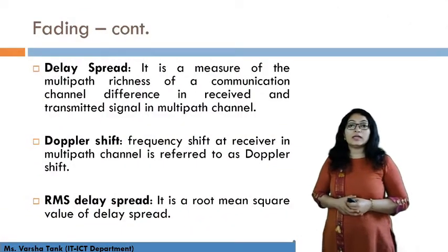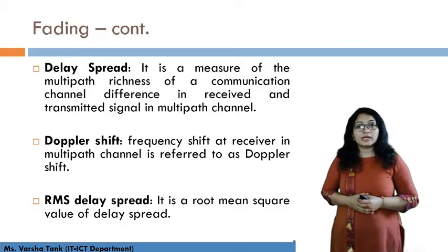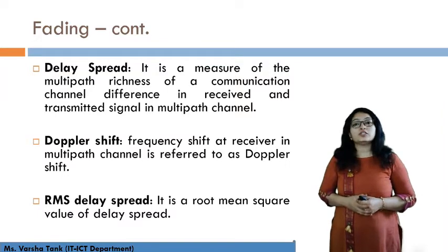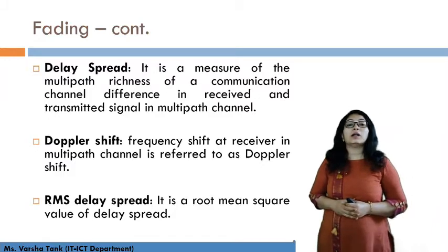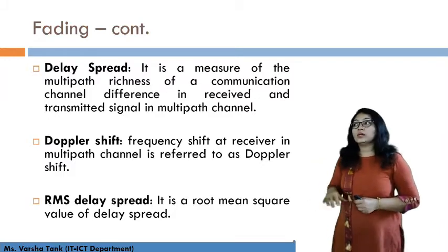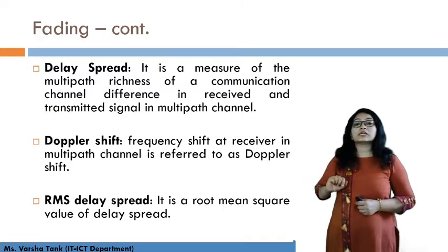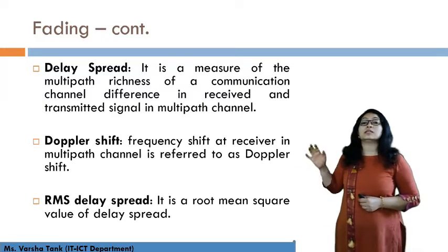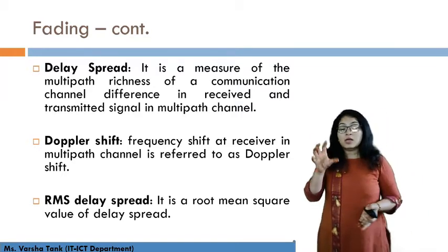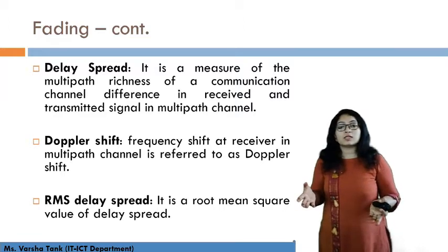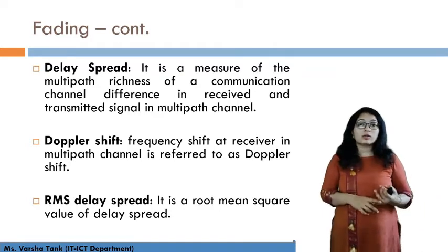The next term is delay spread. It is a measure of the multipath richness of the communication channel, the difference between the received and the transmitted signal in a multipath channel. The signal that is transmitted is not received by the receiver with the same intensity and the same phase. There is a change in the signal and in the time duration. For example, if the signal should take 5 seconds, it reaches in 7 seconds. That is the delay spread.